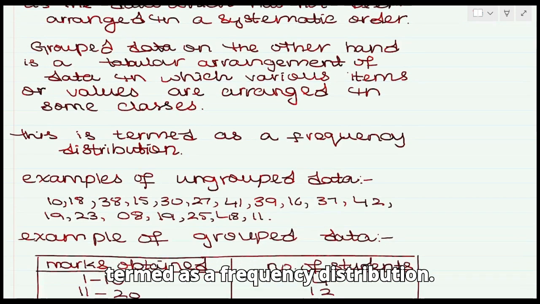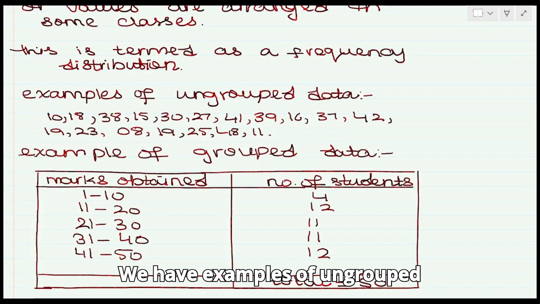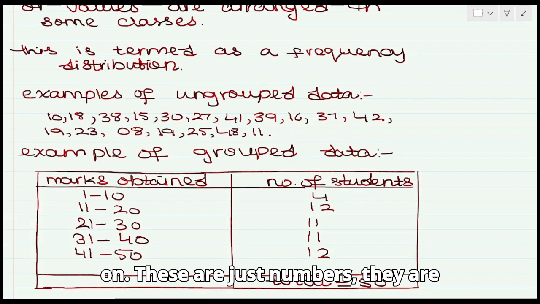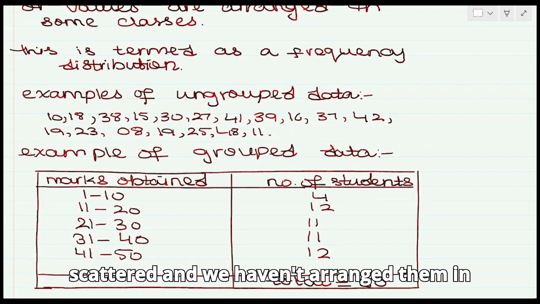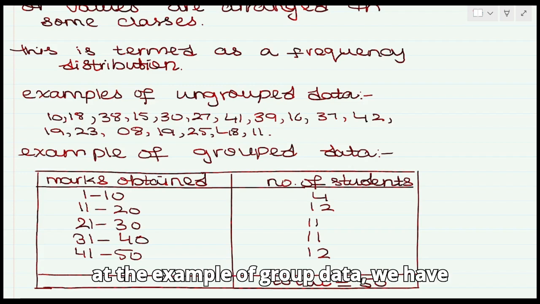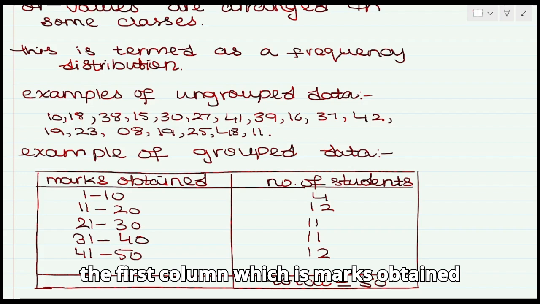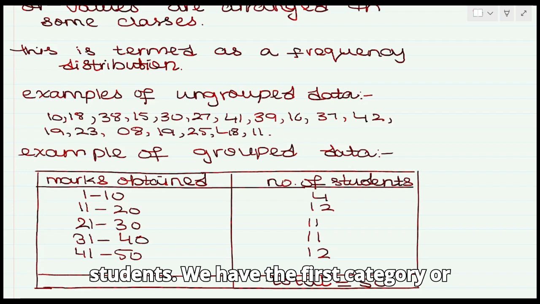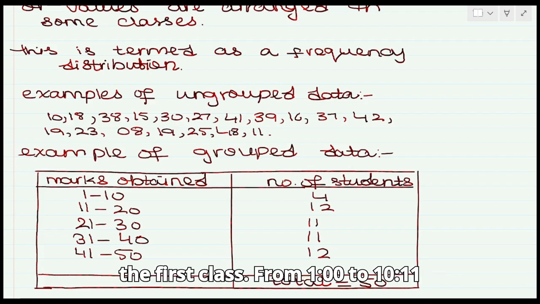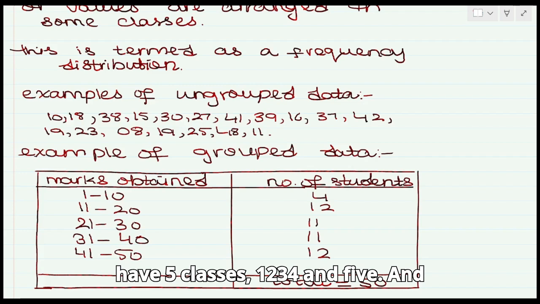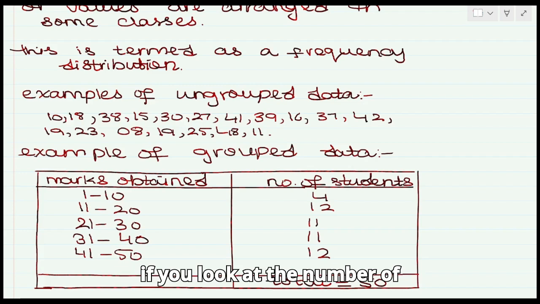We have examples of ungrouped data like 10, 18, 38, 15, 30, 27, and so on. These are just numbers, they are scattered, and we haven't arranged them in any sort of order. Here, if you look at the example of grouped data, we have the first column, which is marks obtained, and the second column, number of students. We have the first class from 1 to 10, 11 to 20, 21 to 30, 31 to 40, and 41 to 50. So in total, we have 5 classes.